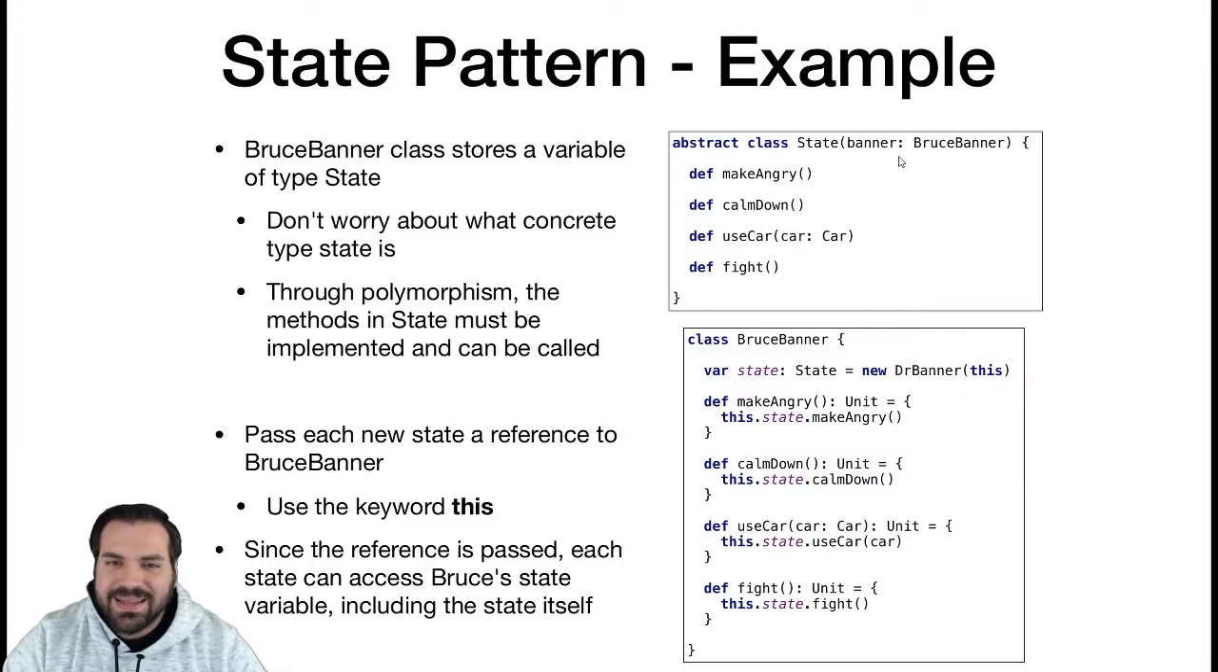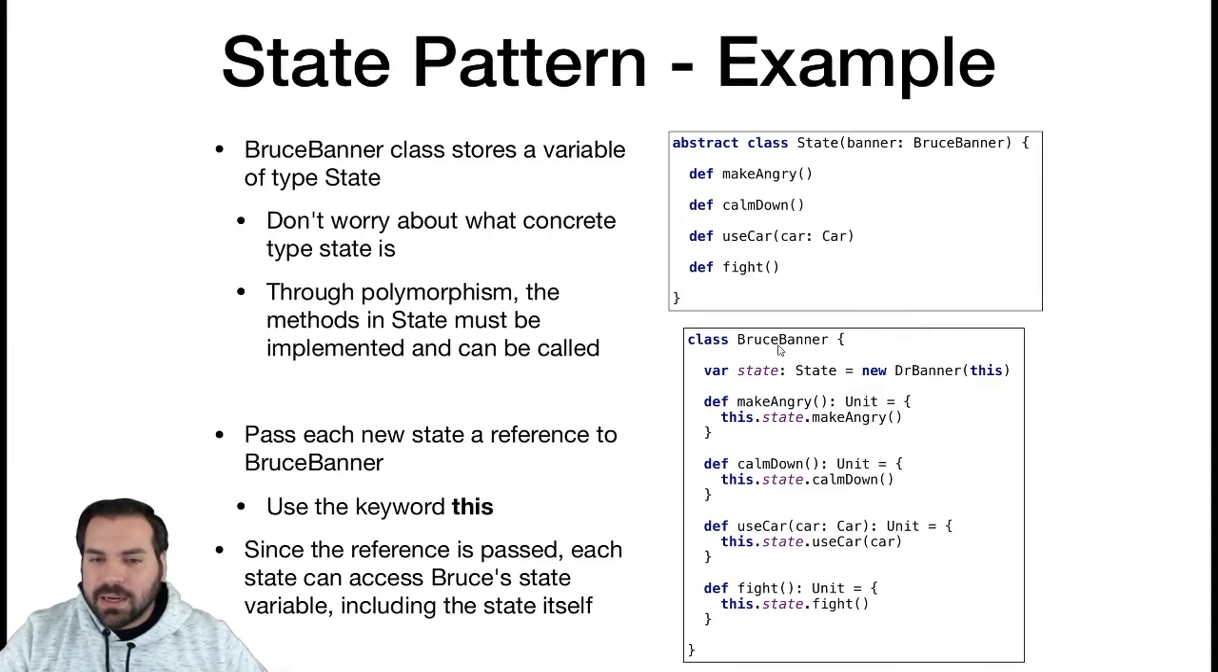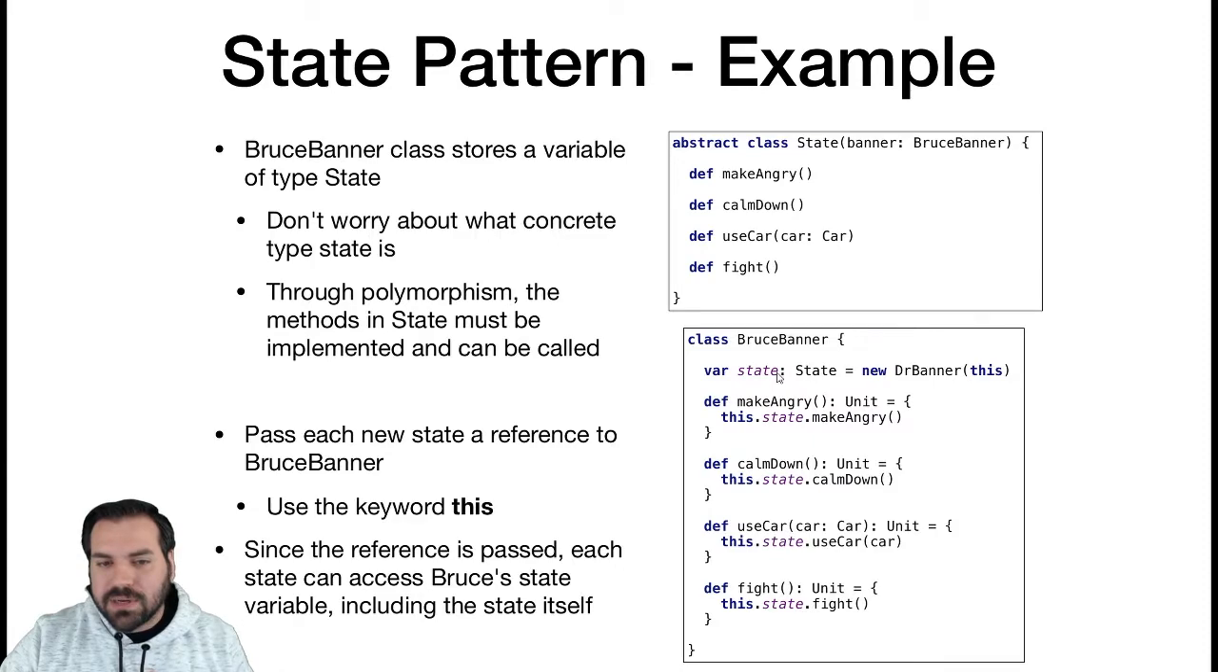All right. So the state takes a Bruce Banner object. So in the Bruce Banner class, we want to initialize this first of all. We want to have some initial state. So when we first create a Bruce Banner, when Bruce Banner is first born, I suppose, he's going to be born as a doctor, apparently, but his initial state is going to be Dr. Banner. He's not going to start off as the Hulk state.